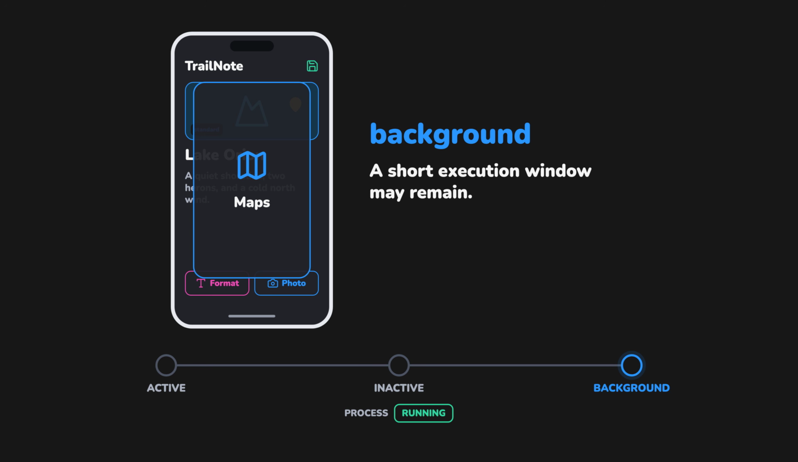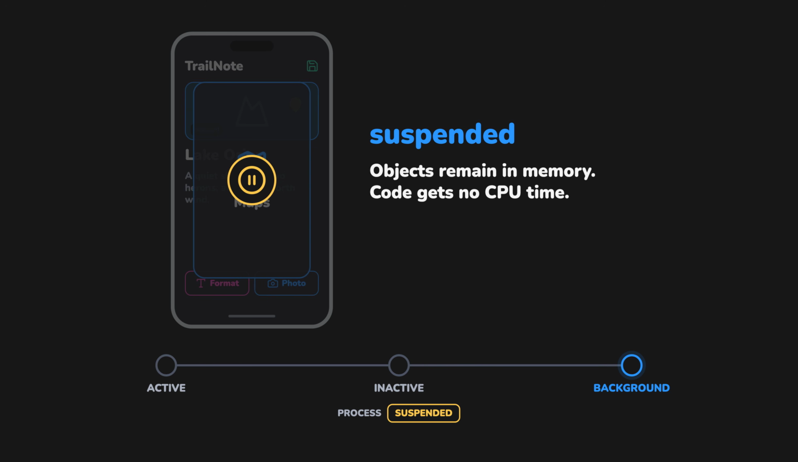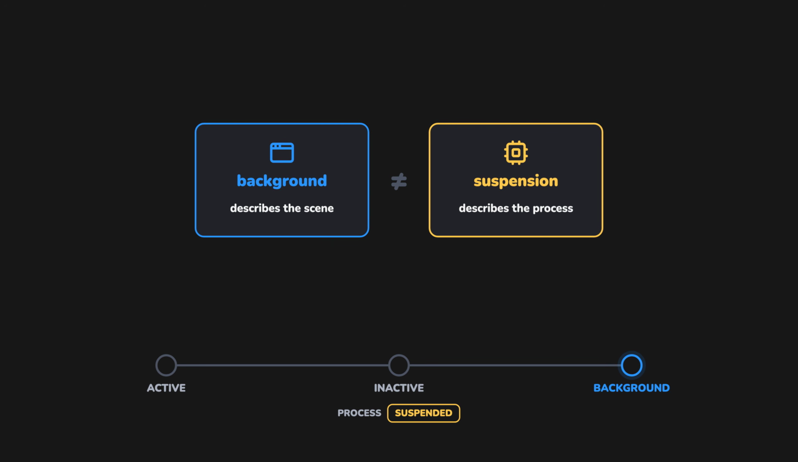For a short time, the process may still execute. Soon afterward, iOS can suspend it. Suspension is not another phase value. It means that the process can remain in memory while its code receives no CPU time. The objects may still exist, but they are not running. That gives us an important distinction. Background describes the scene, while suspension describes the process. A background scene might receive a small amount of execution time, or the process might already be suspended. Treating those as the same thing leads to lifecycle bugs.